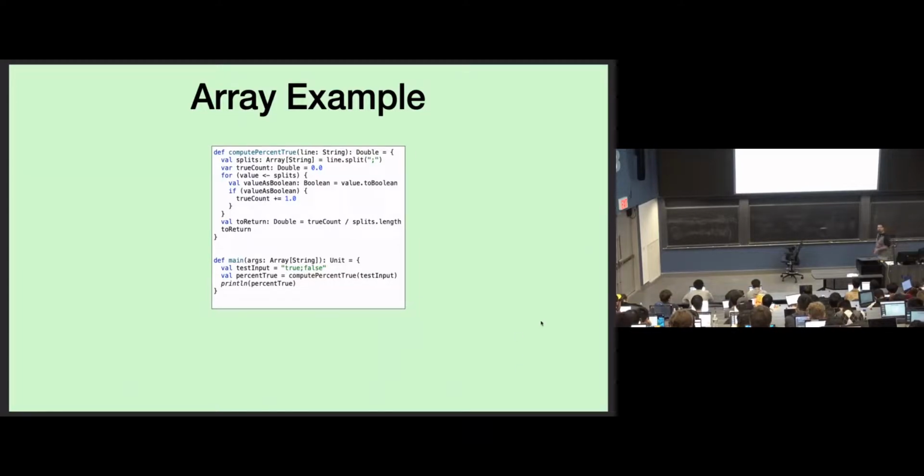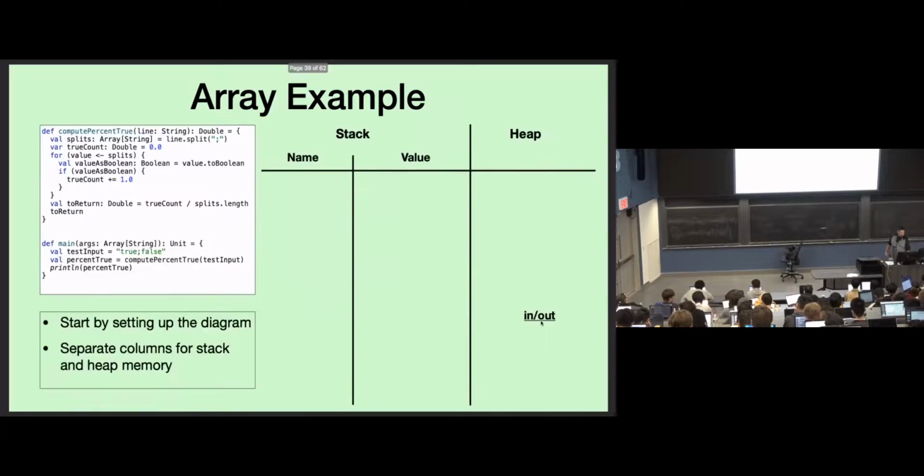This is a slightly modified version of this program that we saw a couple times now. I think I showed it twice. Did we do testing on this? No, I don't think I did test cases on this one. But we saw this earlier. I'm just splitting a string on semicolons and returning the percent of the values in that string that were true. Not super exciting, but it's going to help us talk about all the things we need to talk about here.